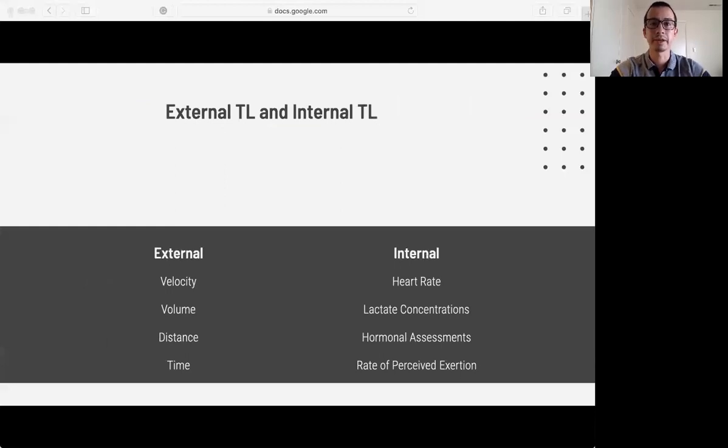So let's keep in mind when we're looking at training loads that we have external and internal training loads. External training loads are important for the organization and planning of our training. Some examples are velocity, volume, distance, time, or percent 1RM. Then we have the internal training loads, which are the physiological response of the athlete. This is caused by the external training load put on them, in addition to any other stressors that they have going on, or their recovery between sessions. Some methods of measuring internal training load are heart rate, lactate concentrations, hormonal assessments, and rate of perceived exertion, or RPE.